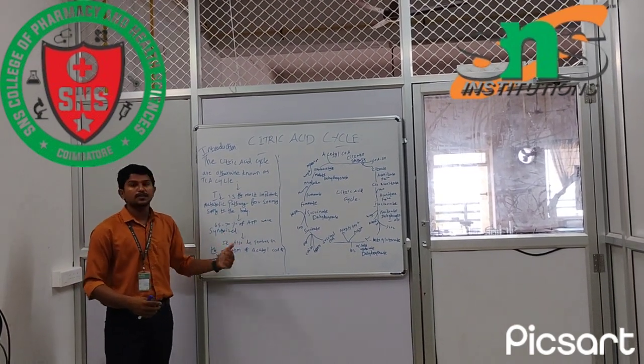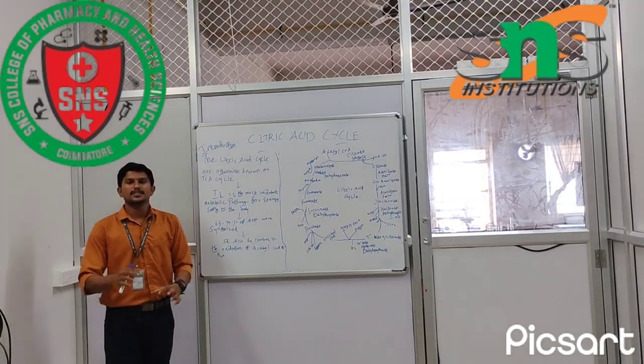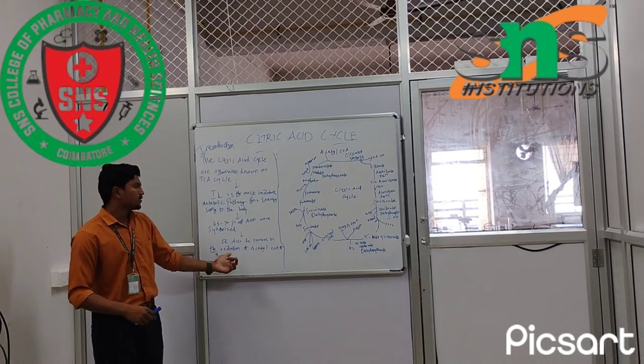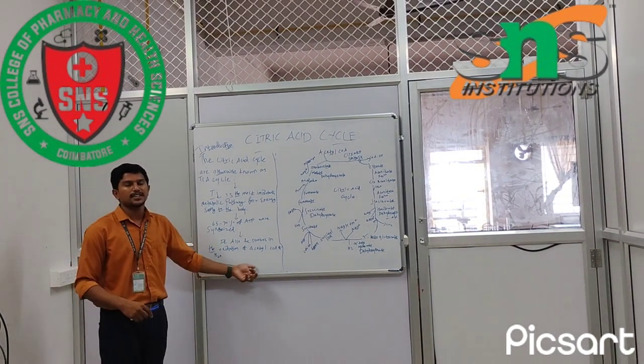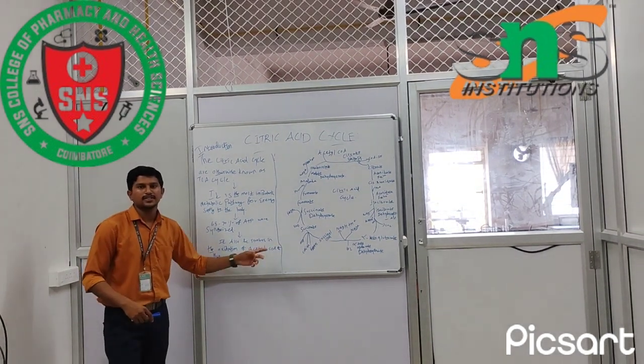Next, 60 to 70% of ATP is synthesized in the Krebs cycle. It is also involved with acetyl-CoA and H2O. Acetyl-CoA is a type of enzyme.